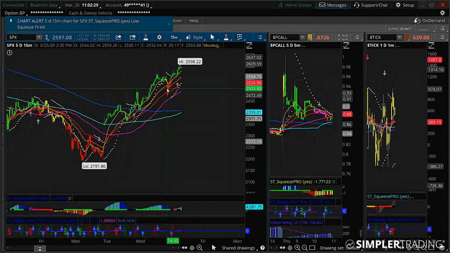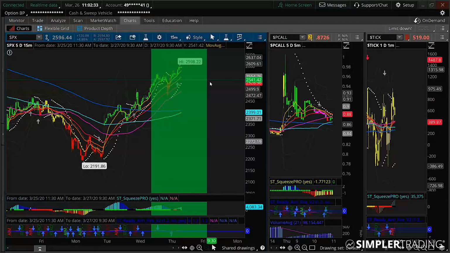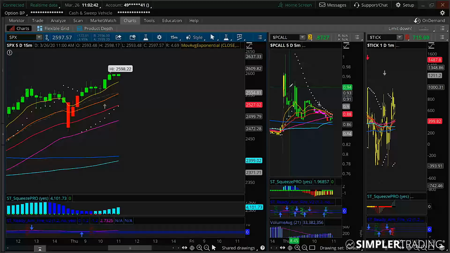Let me pull up a 15-minute chart. Look where my cursor is. That was yesterday at 2:30. Boom, right back down. So watch your position size, have a setup, have a profit target.